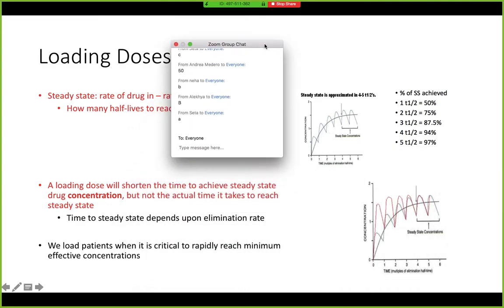So if you look over here, 4 to 5 half-lives to get to a steady state. If you have somebody who's in critical condition, you don't have time. You can't wait 4 to 5 half-lives to achieve that concentration. So you're going to give them a loading dose, and that allows you to reach the steady state concentration much faster, which of course can be beneficial to the patient.